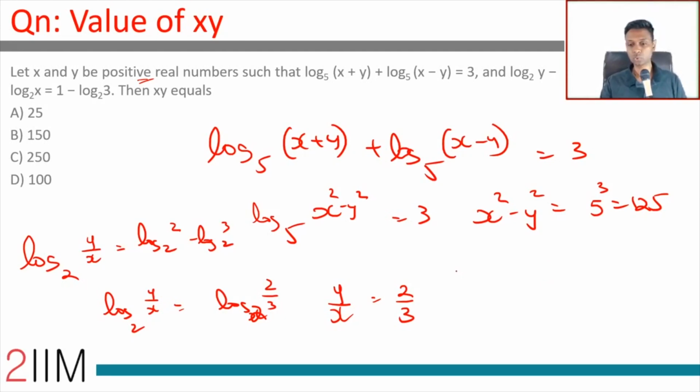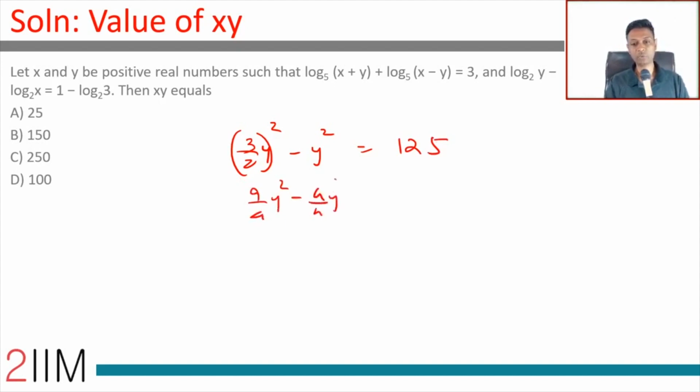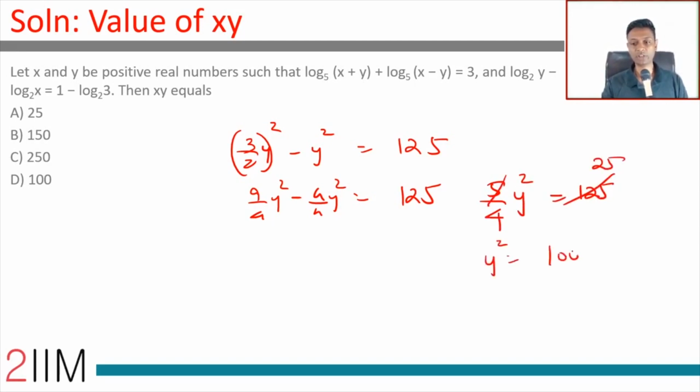So x is 3 by 2 y. And so substitute that: 3 by 2 y whole square minus y square is 125. So it's 9 by 4 y square minus 4 by 4 y square is 125. 5 by 4 y square is 125. 125 by 5 is 25. y square is 100. y is 10.